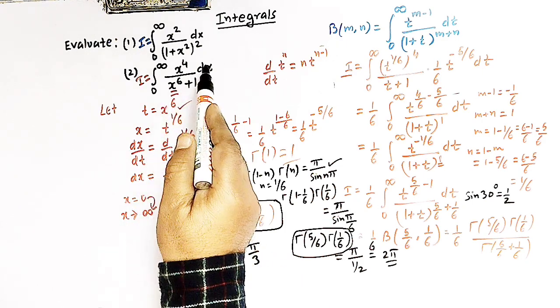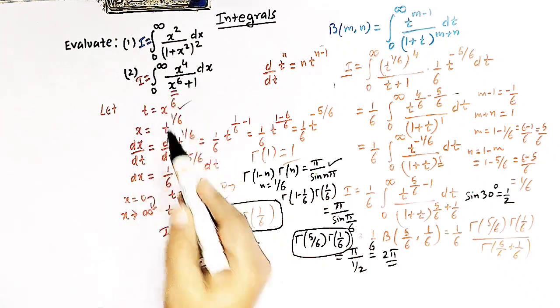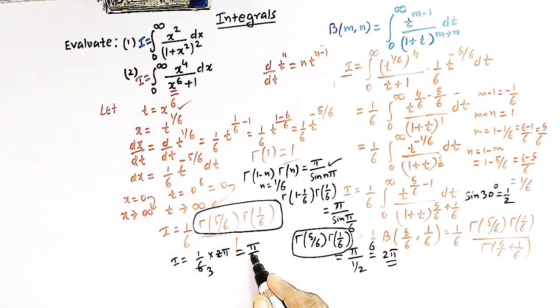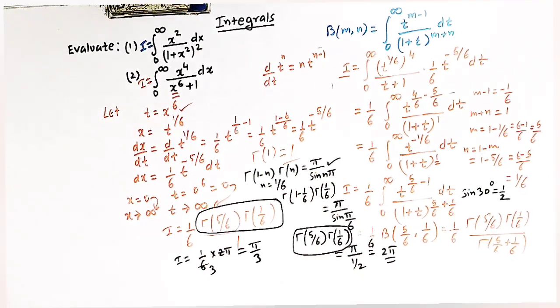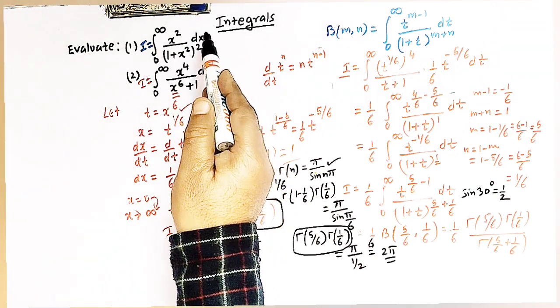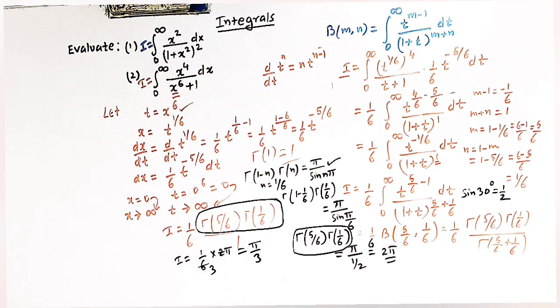So the value of this integral I is equal to pi over 3, that is pi divided by 3. So viewers, this is how by the application of beta and gamma functions we can easily evaluate these kind of integrals.